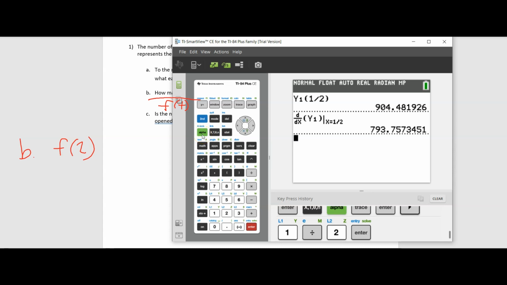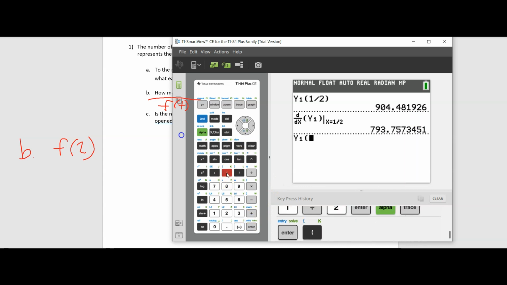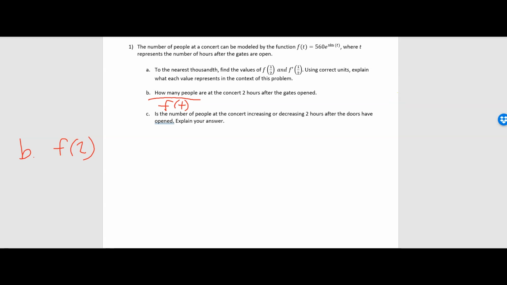Again, I'm using my original function, so I go alpha, trace, hit enter, and I just enter 2 for my input. And that is going to give me that value, approximately 1390.244. Oops, did not want to quit out of there, but that's okay. Make sure approximately equal. And our units are people.